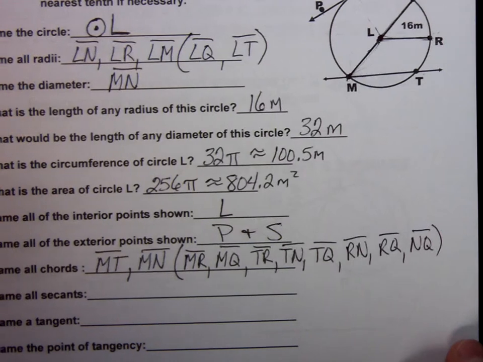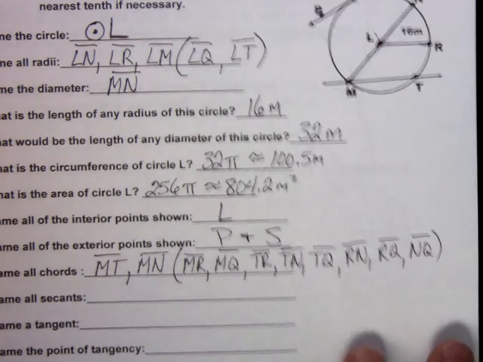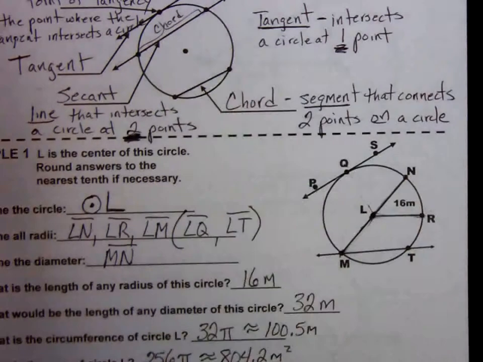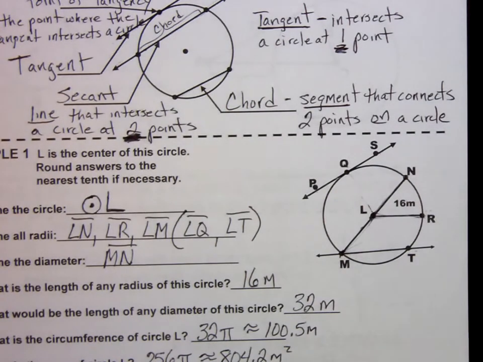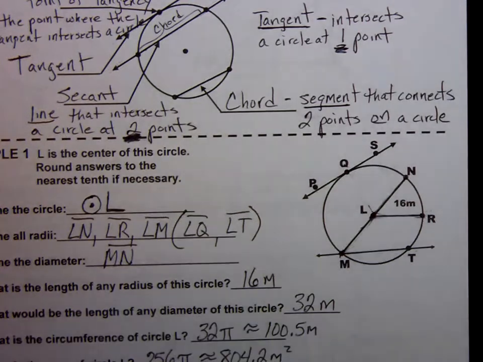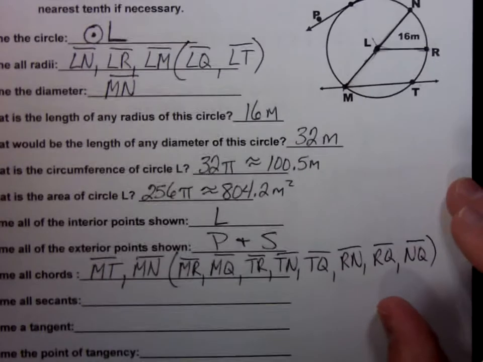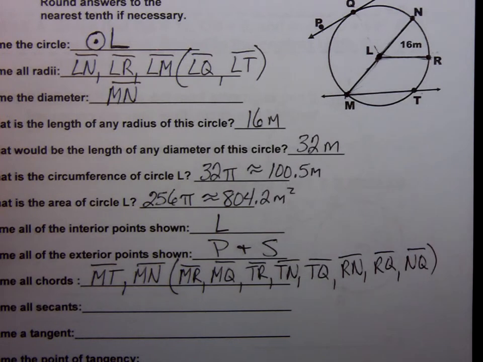Now remember, the only difference between a chord and a secant is that a secant is a line where a chord is a line segment. So basically all those things that we just wrote down as chords, you change it from a segment to a line and you got a secant. Now let's look at what's actually been drawn in the picture already for us.